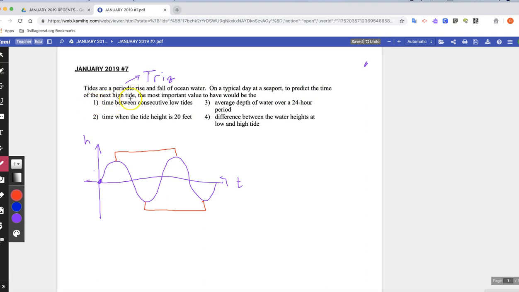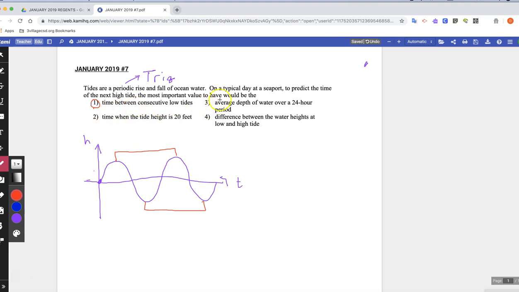Because if we know the length of the period, we can then determine from whatever vantage point we may be at how long it is going to take to get to that high point. So if, as is mentioned in choice number 1, we know the time between consecutive low tides, that would tell us this length here and thus the period of our graph. From that information we can then easily determine the time at which we would have the next high tide. And so choice 1 is the answer to this particular problem.